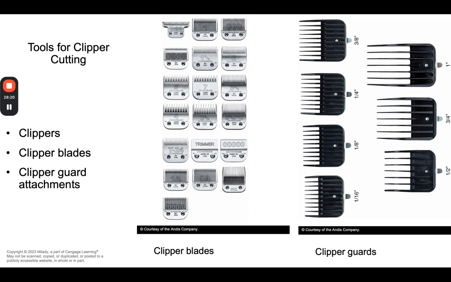length. The lower the number, the shorter the hair. The higher the number, the longer the hair will be. Clipper guards usually range from a number 1 all the way to maybe a number 8 or 10. So they do range in size or lengths.